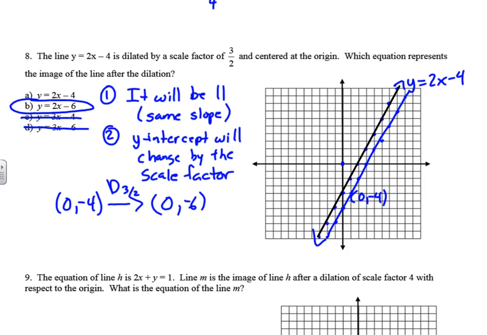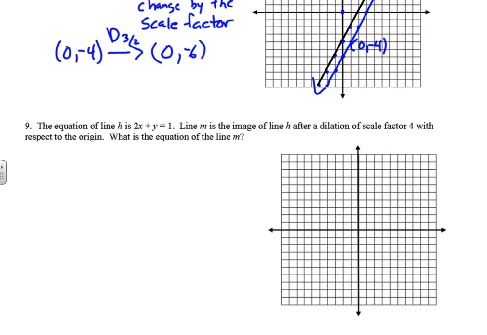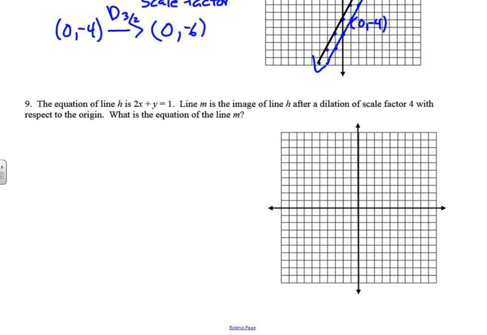Okay. All right, and last one, similar to that. The equation of a line H is 2x plus y equals 1. Line M is the image of line H after a dilation of a scale factor of 4 with respect to the origin. What is the equation of line M? So here's what we do. 2x plus y equals 1. We subtract 2x, so y equals -2x plus 1.